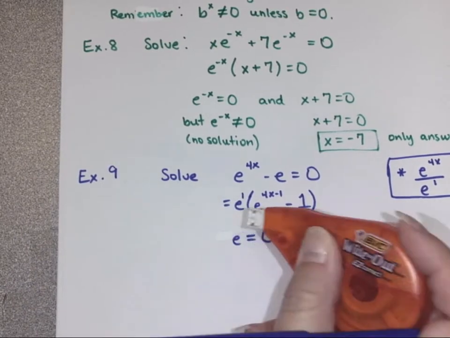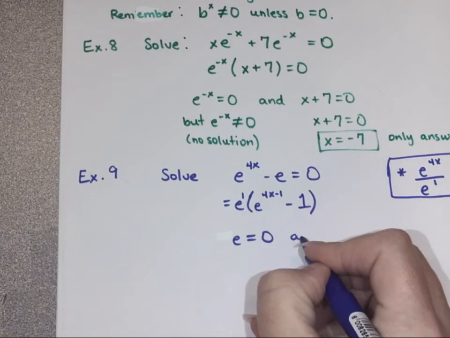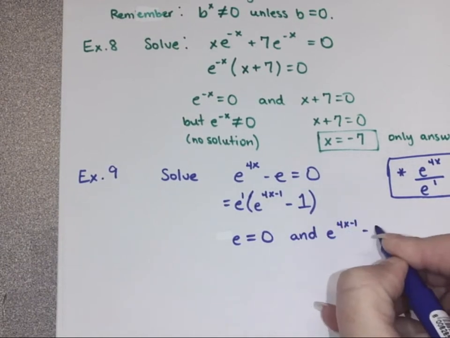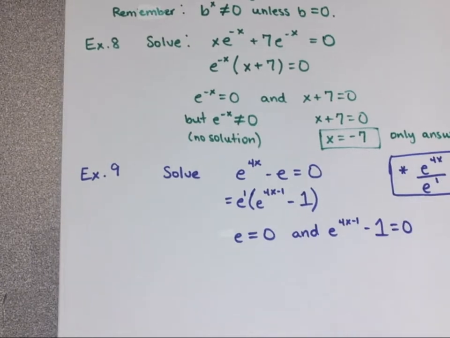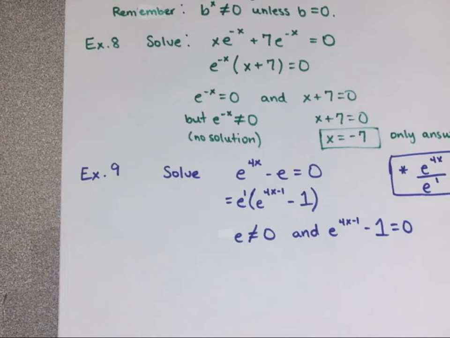And what else will be 0? Yeah, so the e to the 4x minus 1 and then minus 1 will also be 0. But we don't need to do any work with that because e is not 0, right? Like e can't be 0. e is not a variable. What's e equal to? 2.7 blah, blah, blah. So it'd be like setting a 3 equal to 0. It's not equal to 0, so we don't have to worry about that.